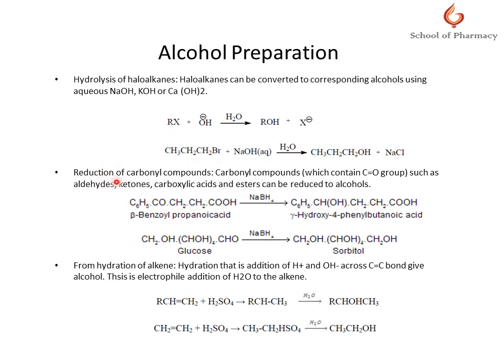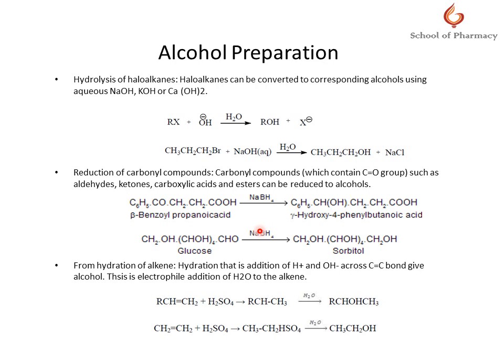Now next is reduction of carbonyl compounds. Compounds which contain the carbonyl group, such as aldehyde, ketone, carboxylic acid and ester, can be reduced to alcohol. You see the example. This is the ketone group, the carbonyl group, and this is the aldehyde group. It is converted into the alcohol. Aldehydes give primary alcohols while ketones yield secondary alcohols, either by catalytic hydrogenation or by use of a chemical reducing agent like lithium aluminum hydride.